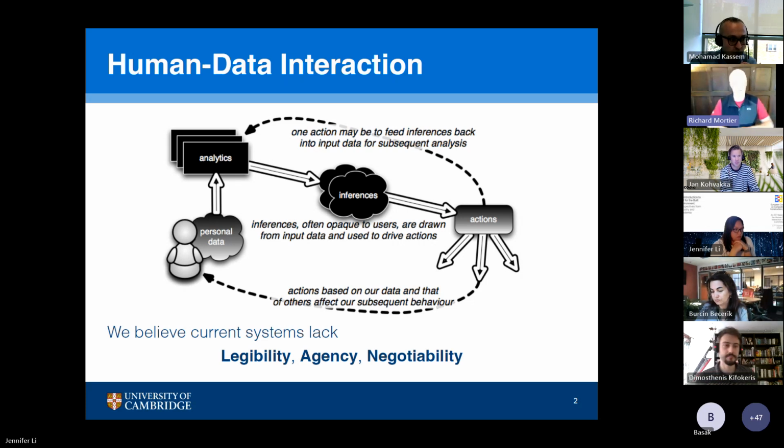It could be financial data. It could be online data. It could be social data, email. There's lots and lots of different sources, but generally speaking, thinking of them as data. Those data are then taken into analytic systems, which analyze the data. And having analyzed the data, they produce inferences.